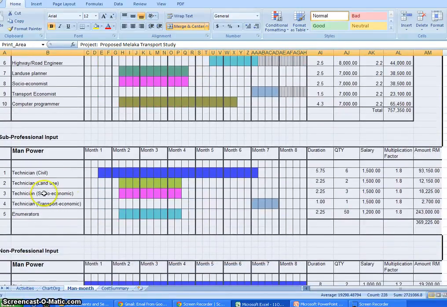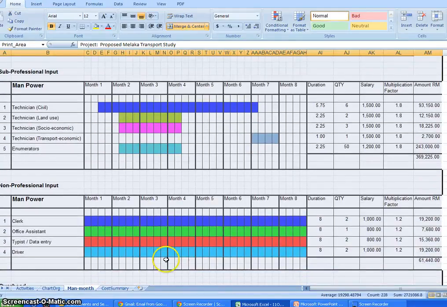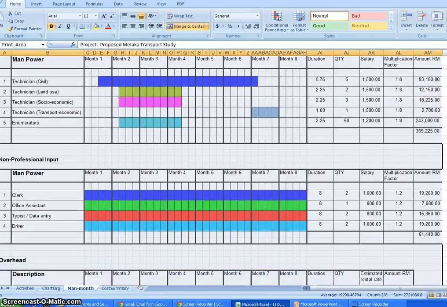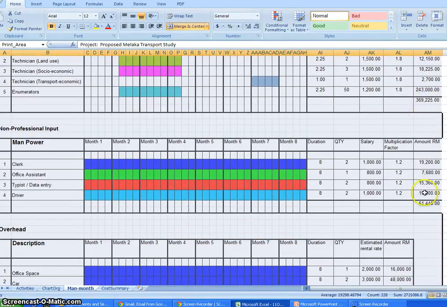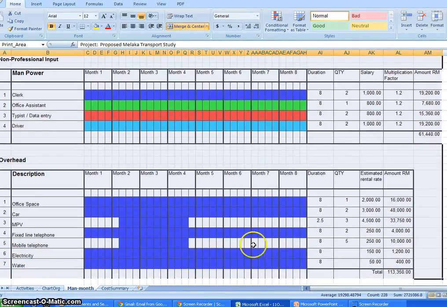And for the sub-professional, like technicians and enumerators, this is the duration, and this is the number of persons required for this project. This is the salary, and the multiplication factor is usually 1.8, at least in Malaysia. I don't know in Saudi Arabia or in Libya or in Iran or Indonesia, but in Malaysia 1.8. And we have also clerical work. This is the duration, the number of persons, the salary, and the multiplication factor is 1.2. So this is the total amount of the salary plus the multiplication factor for the sub-professional and the clerical work, and of course overhead, because we have to rent the office for the project, we have to rent a car, MPV car, telephone line, everything here.